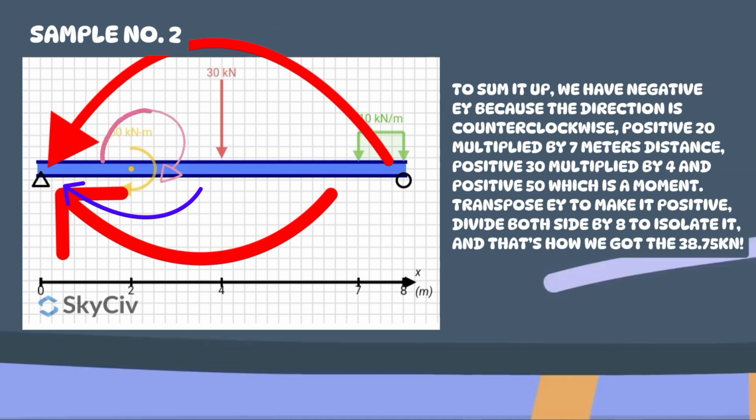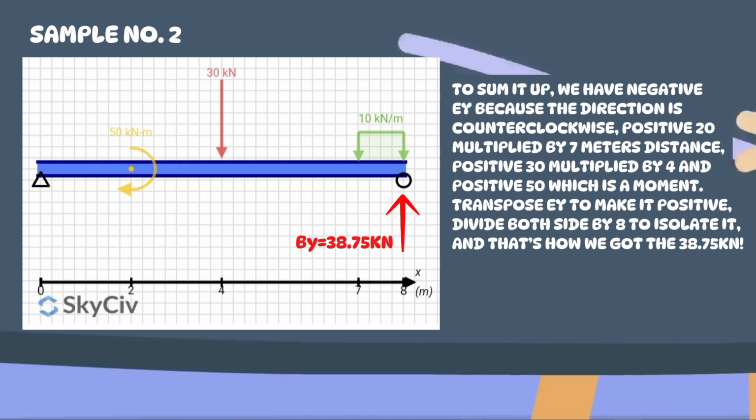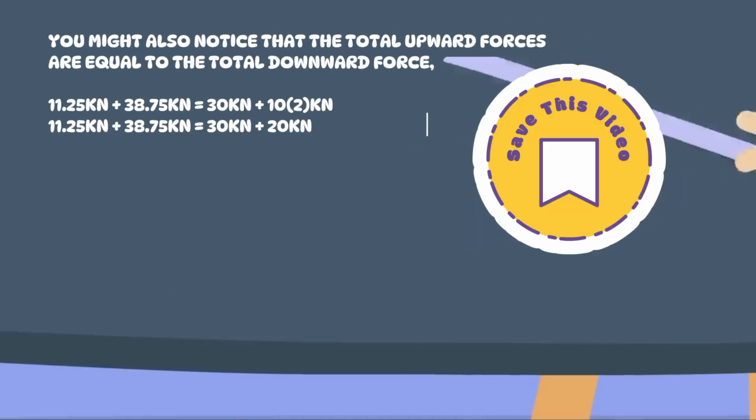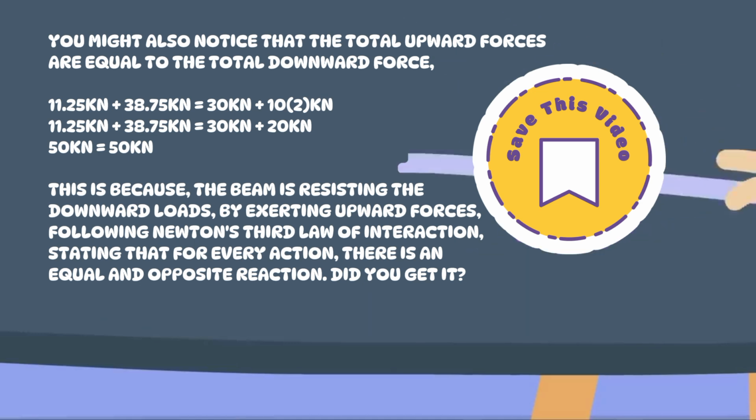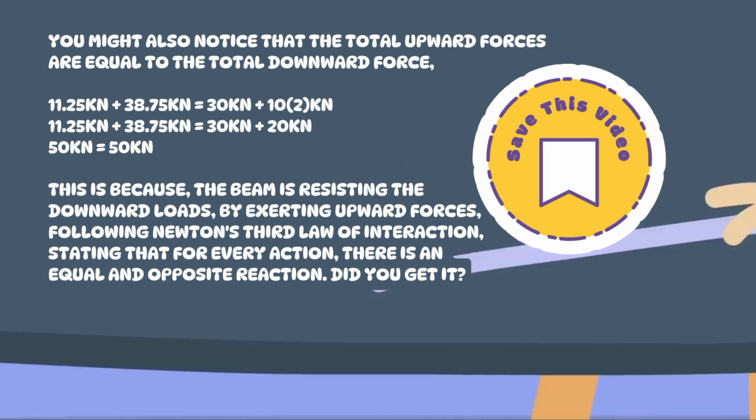Just to sum it up, we have the negative EY because the direction is counterclockwise, positive 20 multiplied by 7 meters distance, positive 30 multiplied by 4, and positive 50, which is a moment. Transpose EY to make it positive, divide both sides by 8 to isolate it, and that's how we get 38.75 kilonewtons. You might also notice that the total upward forces are equal to the total downward forces. This is because the beam is resisting the downward loads by exerting upward forces, following Newton's third law of interaction, stating that for every action, there is an equal and opposite reaction.